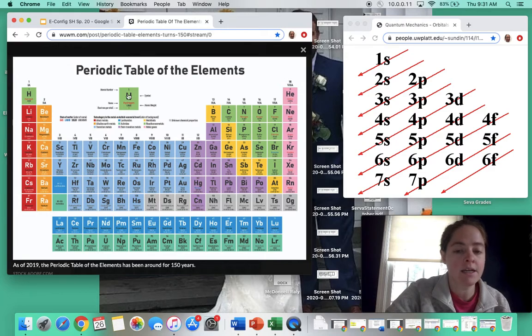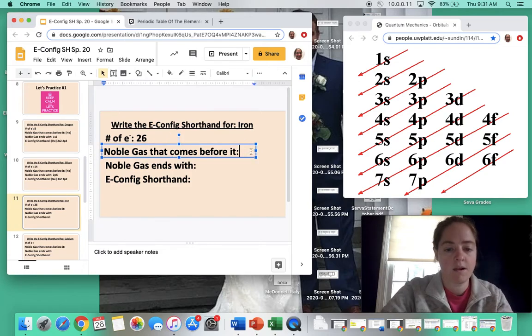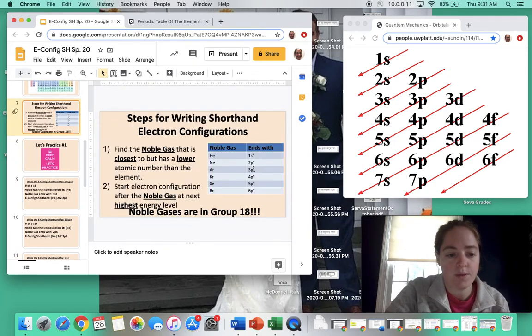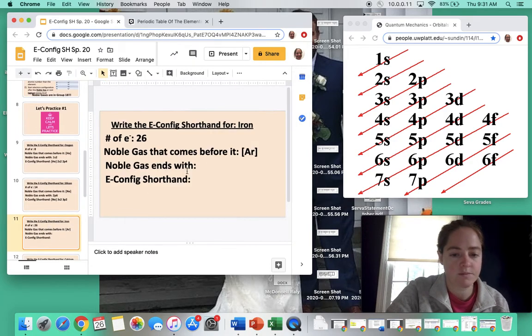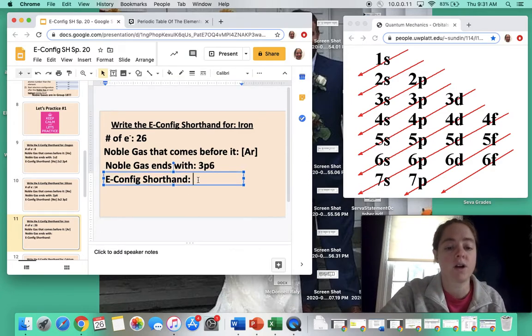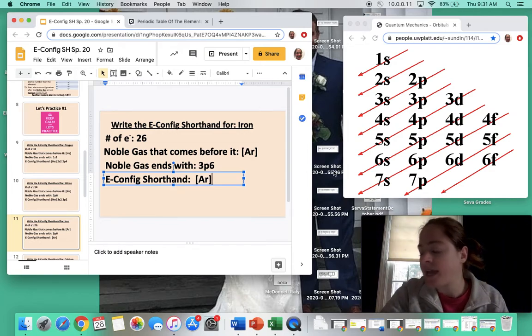We get to 19, and we have to go to argon, which is 18. So argon is our noble gas that comes before it. It always goes in brackets. Okay. Argon ends with 3p6. So we're going to start after that. So we know that argon goes in brackets. Okay. We know that argon had 18.